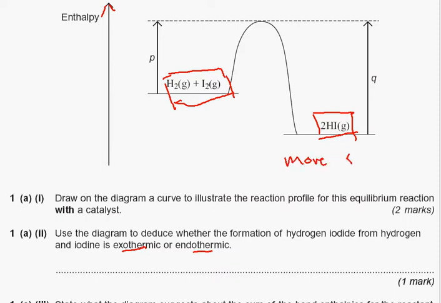Now if it's more stable, where has that energy gone from the bonds? We can actually see it here. There's a massive drop, and this energy must go somewhere, and it goes to the surrounding environment. If it goes to the surrounding environment, we will have heat energy given off. So this is an exothermic reaction, giving off heat energy. Let's switch the pen off.